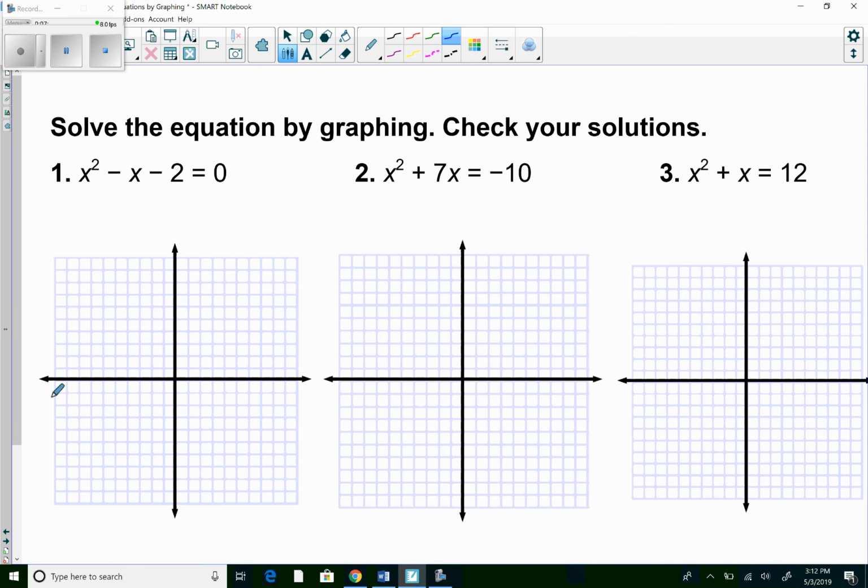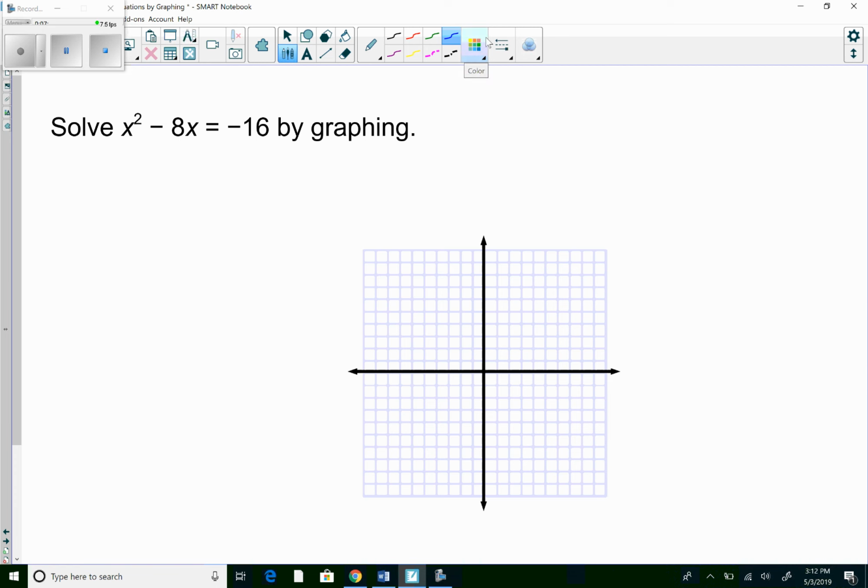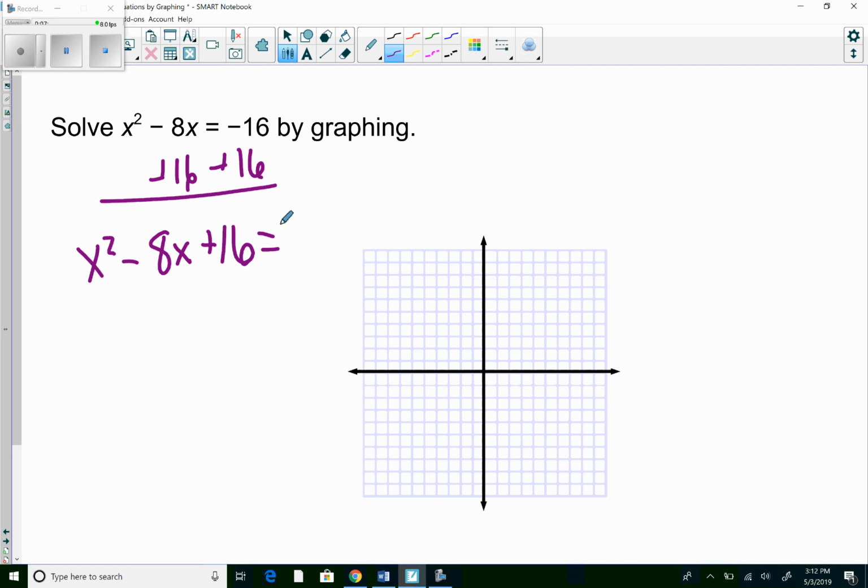All right, the next type of example that we have coming our way. Again, as you notice, this is not in our standard form, so we're going to have to start by getting it into standard form. So we've got to add 16 to both sides. So we've got x squared minus 8x minus 16. Sorry, that should be plus 16 equals 0. Graphing form is just this x squared minus 8x plus 16.